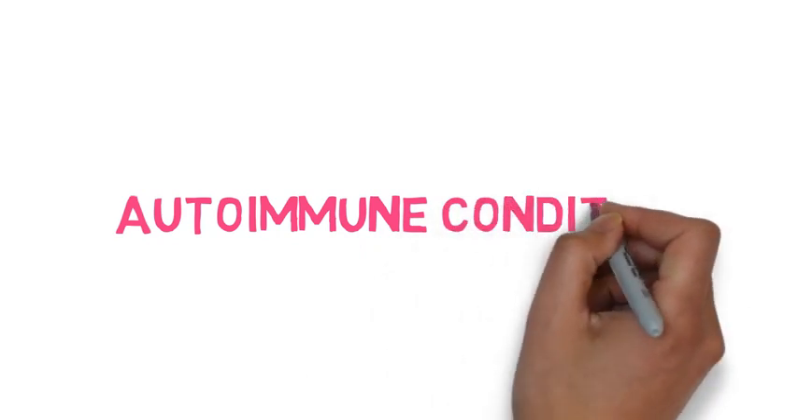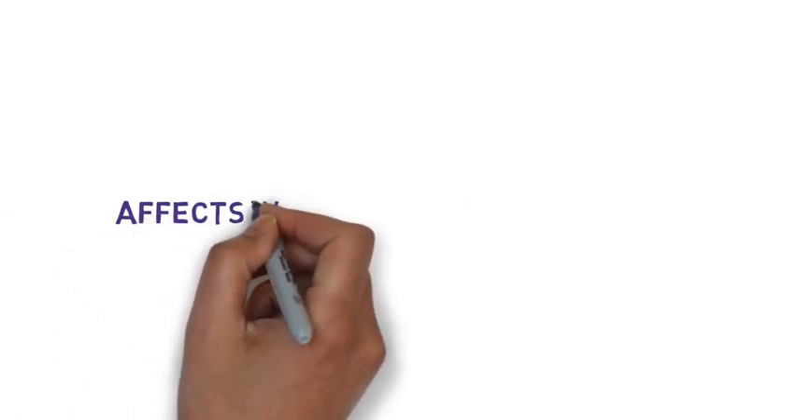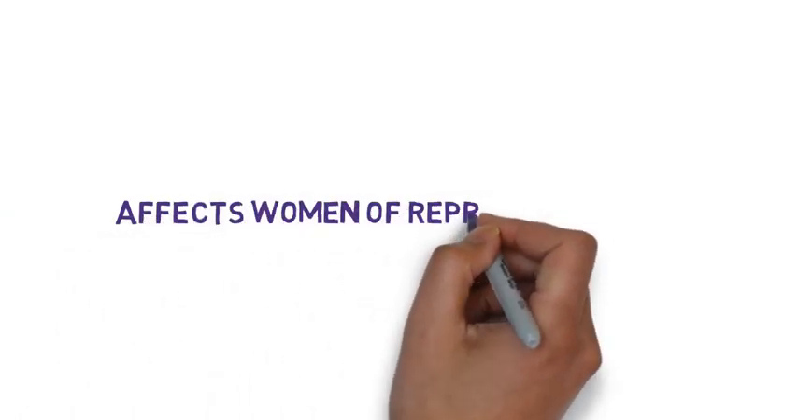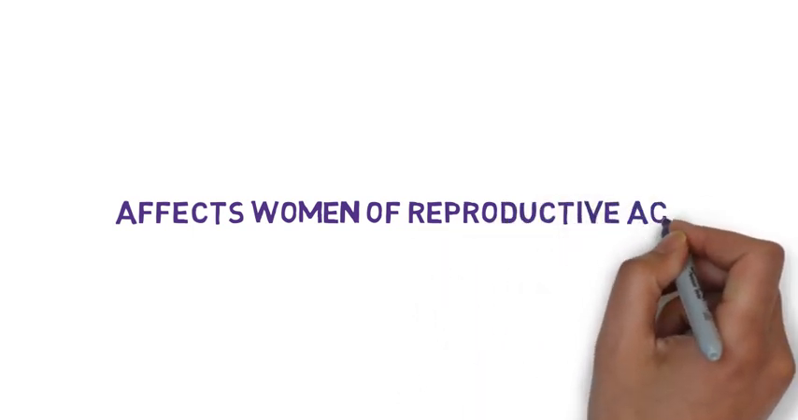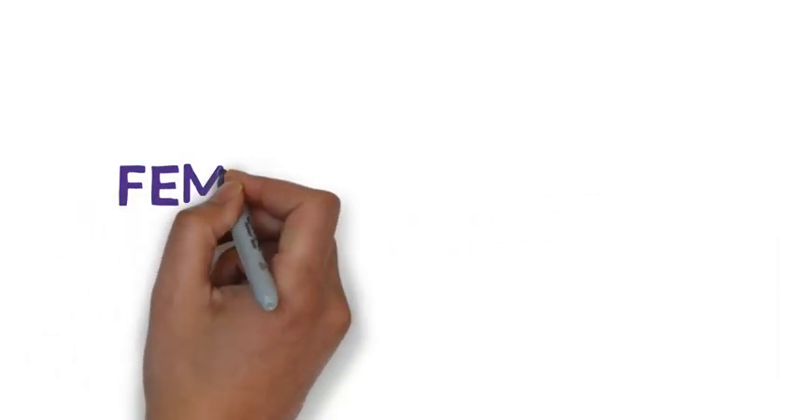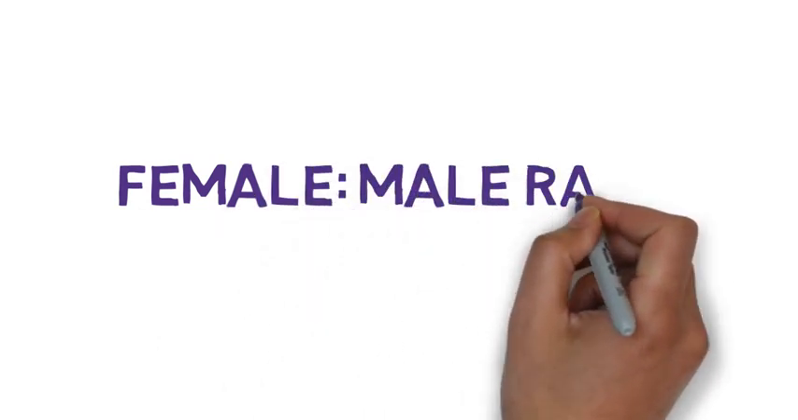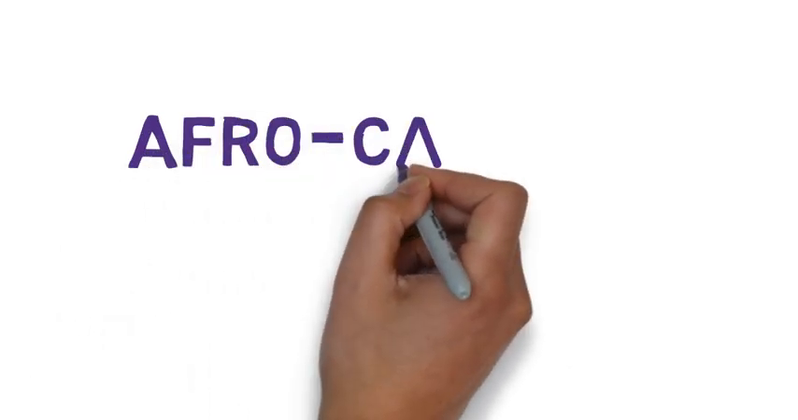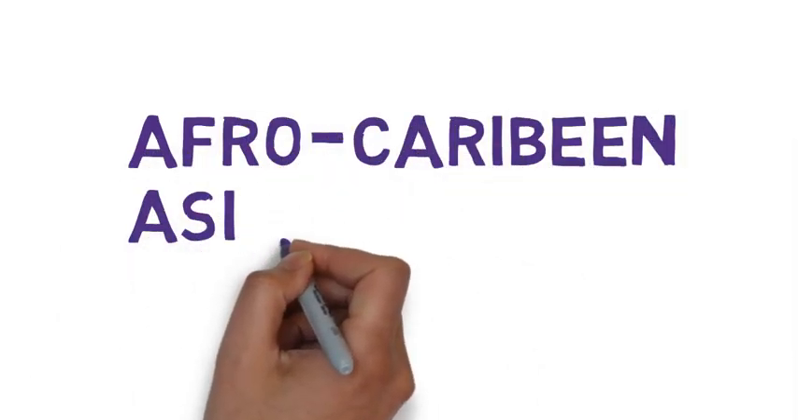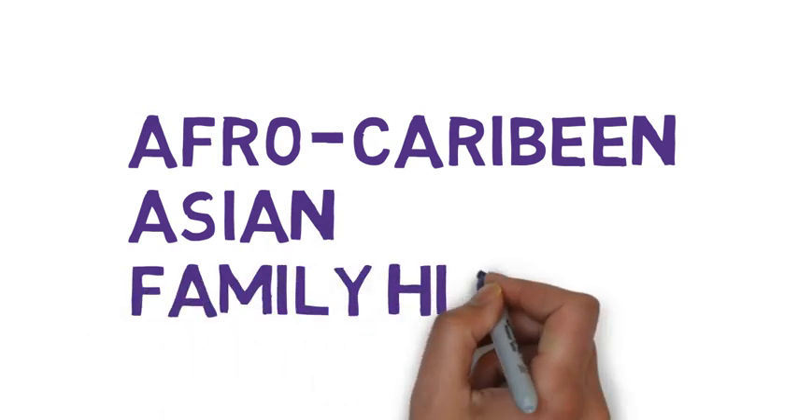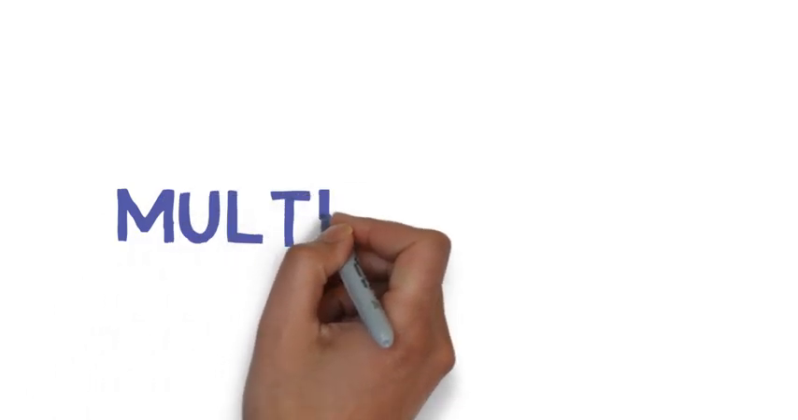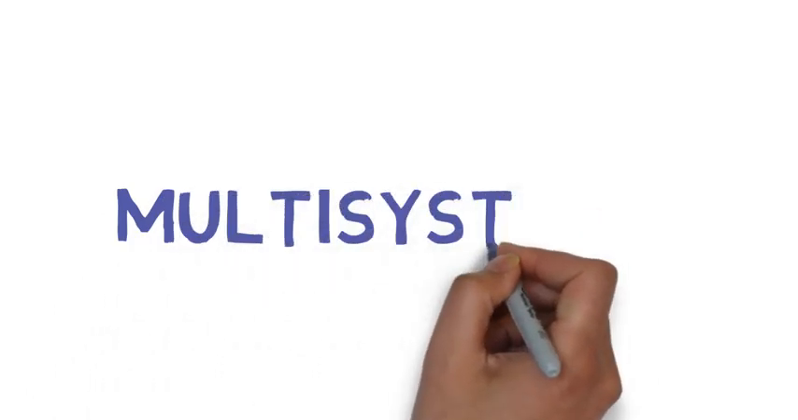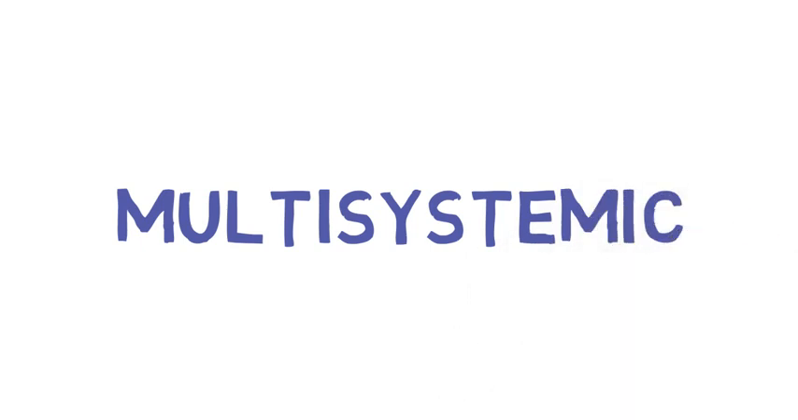Who does it tend to affect? Well, lupus is an autoimmune condition and it typically affects women. The women are normally of reproductive age. In fact, the female to male ratio is 10 to 1. It is more common in those of Afro-European and Asian background and those with a family history of lupus. What does it affect? Well, lupus affects a range of bodily systems. In other words, it is multisystemic.